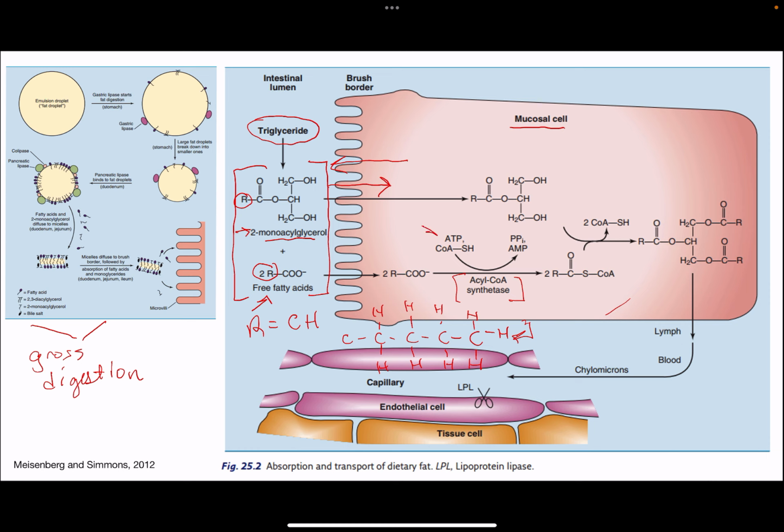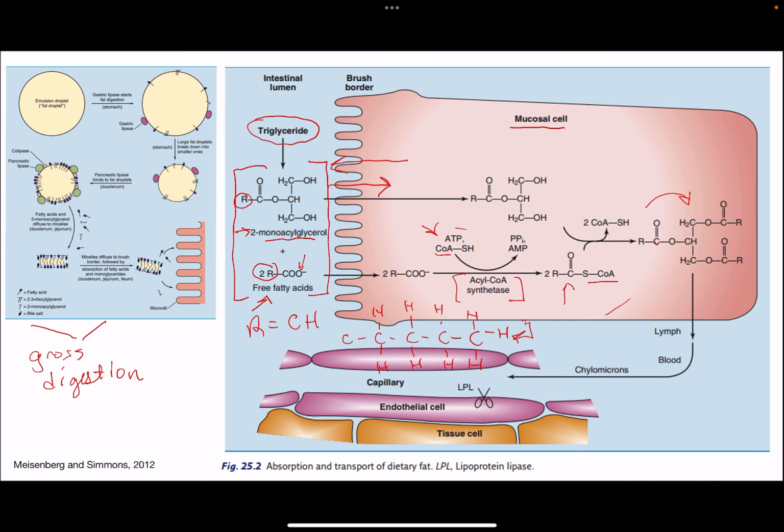If you look, this requires energy. So here's the CoA group. We use an ATP, and we put that CoA onto our free fatty acids on the carboxyl end. Then we can take these free fatty acids, and within the mucosal cell, we actually repackage them into a triglyceride.